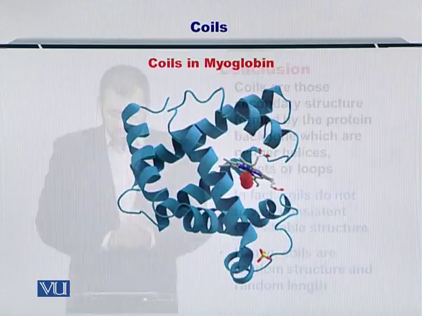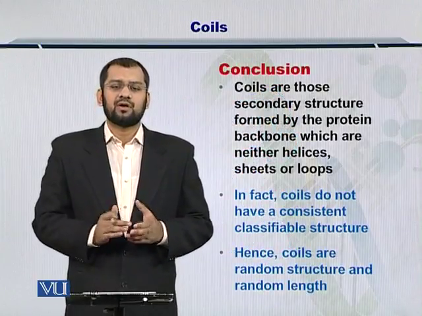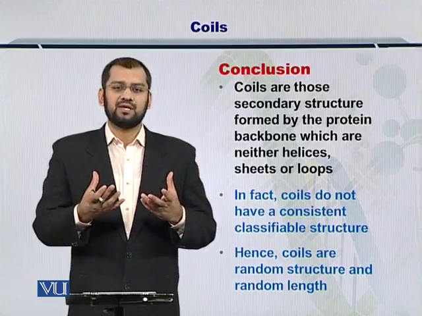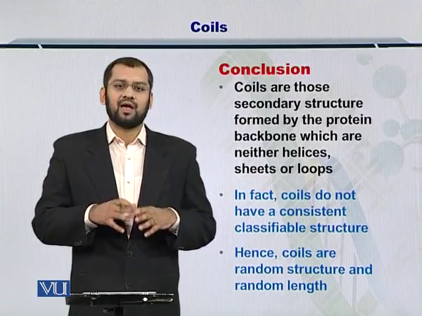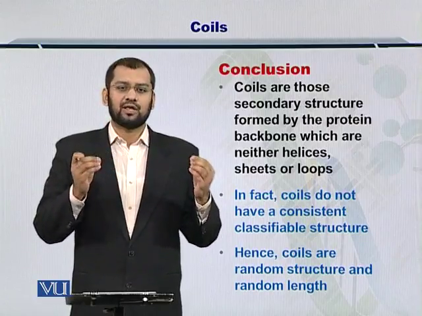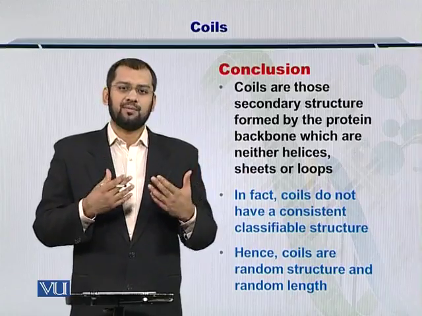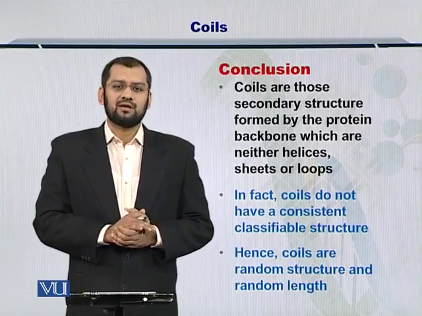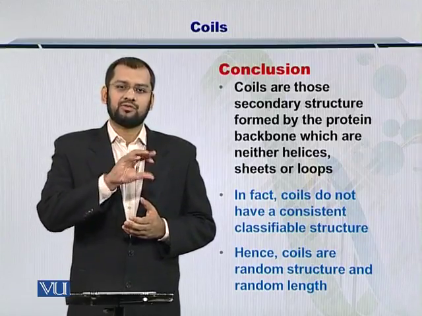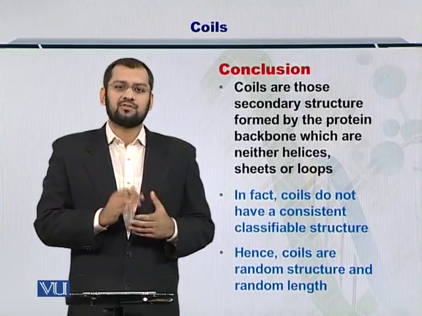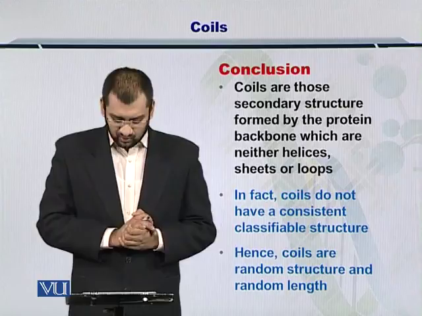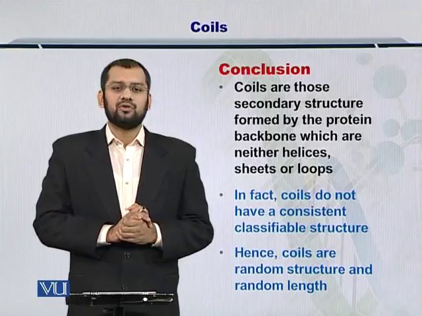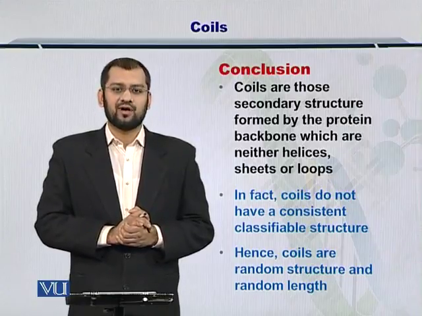in this case myoglobin. So in conclusion, coils are those secondary structures which are neither alpha helices nor beta sheets nor loops, but that they are unstructured and they may be long in length and that they may be performing several critical functions in the protein. As I mentioned earlier, our understanding of the coil structure is still limited and science is proceeding on to better understand the coils. Therefore, the coils do not have a consistent classifiable structure.